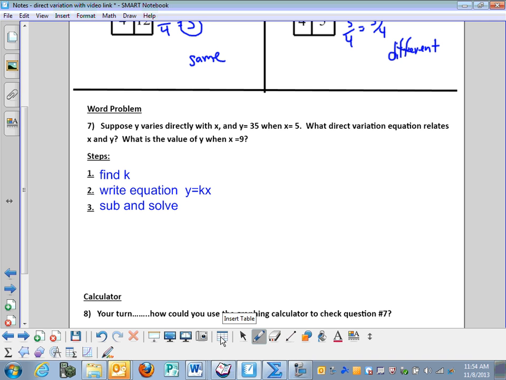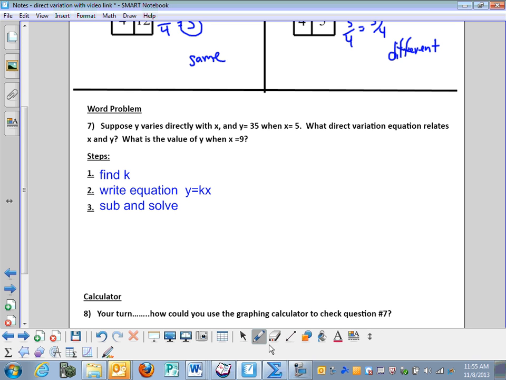And we have 3 steps there. To do this, we first find k, then we write an equation in the form y equals kx, and then we substitute and solve. So number 7 says, suppose y varies directly with x, and y is equal to 35 when x is equal to 5. What direct variation equation relates x and y? And what is the value of y when x equals 9?